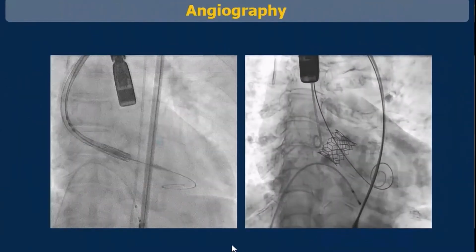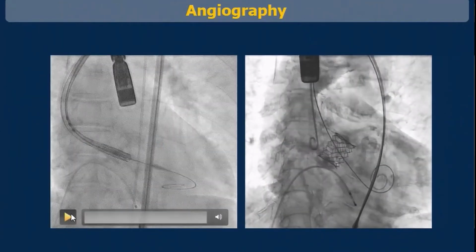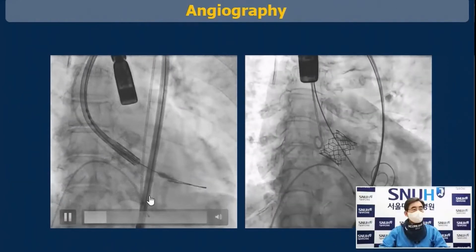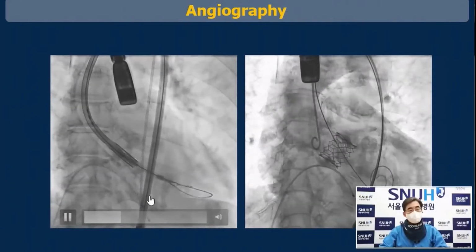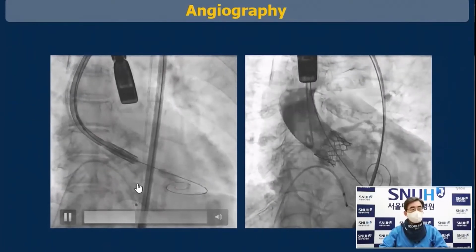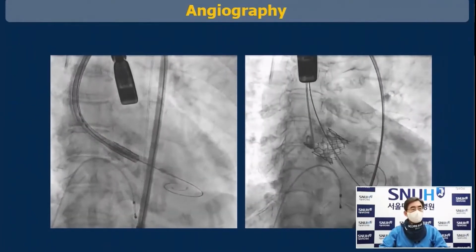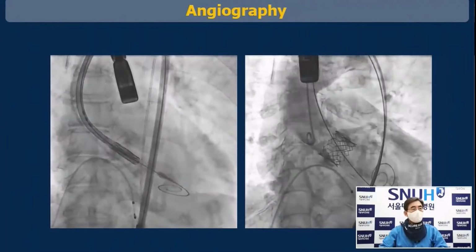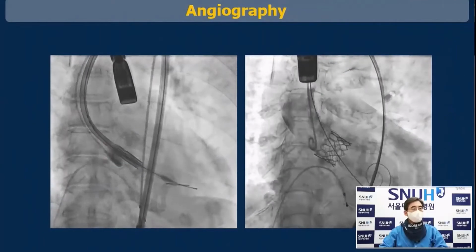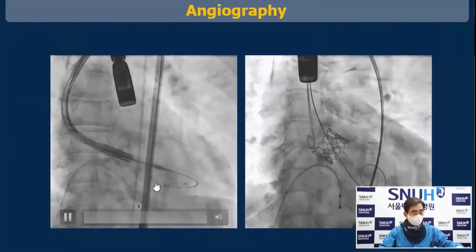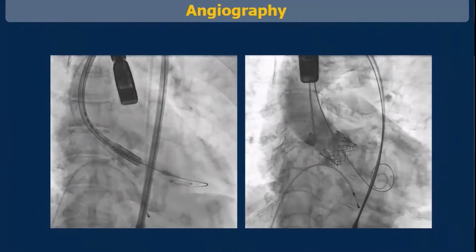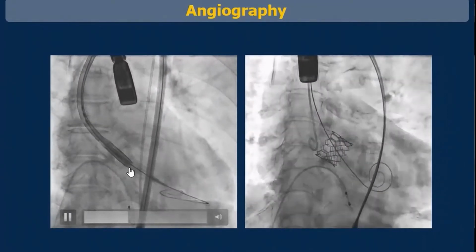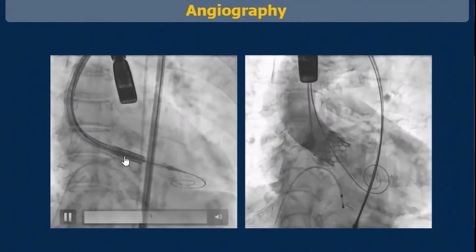I tried to order pre-ballooning, but the specialist forgot my order, so I could not do a pre-dilation, even though the valve area is 0.5 square centimeters. I thought pre-ballooning was required, but she skipped it. So I had to just proceed with the valve delivery. During delivery, it was very difficult to pass through this calcium. I struggled for about 1 minute.